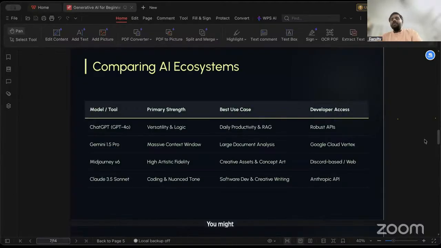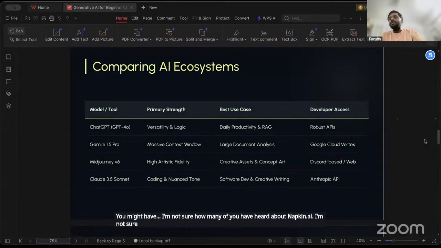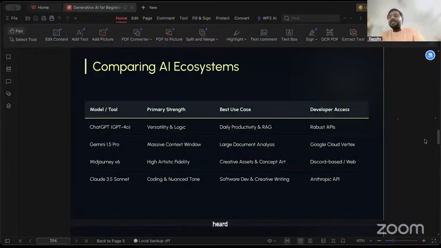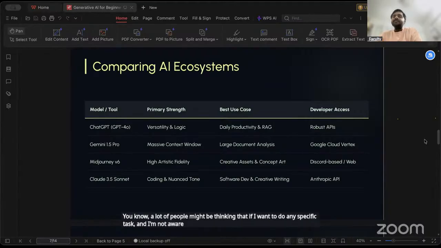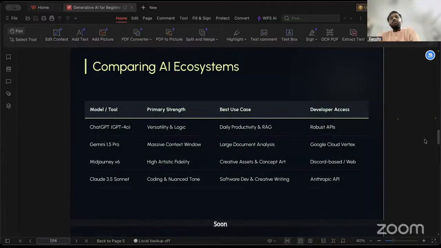I'm not sure how many of you have heard about napkin.ai. I'm not sure how many of you have heard about other LLMs. So try and explore new types of LLMs for doing your day-to-day tasks, if you want to simply use generative AI in your life. Now, a lot of people might be thinking that if I want to do any specific task and I'm not aware whether an AI tool for that is available or not, there are options and tools which you can explore.